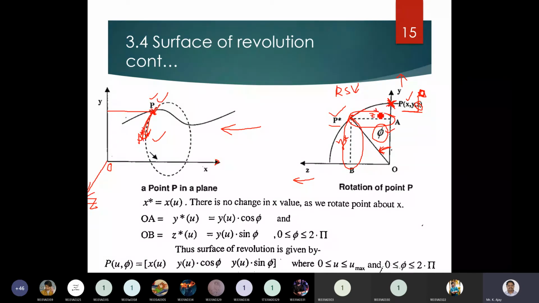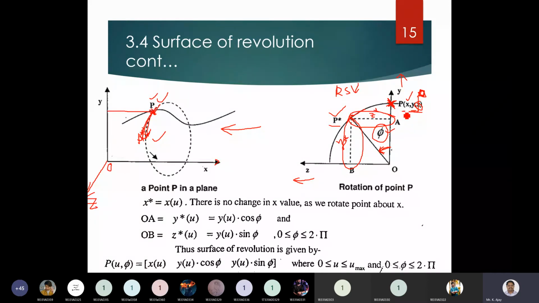Okay. So now tell me what are the equations for y star and z star. It is simple. Let us say the distance of 0 to P is nothing but y, right? The distance of 0 to P is nothing but y.